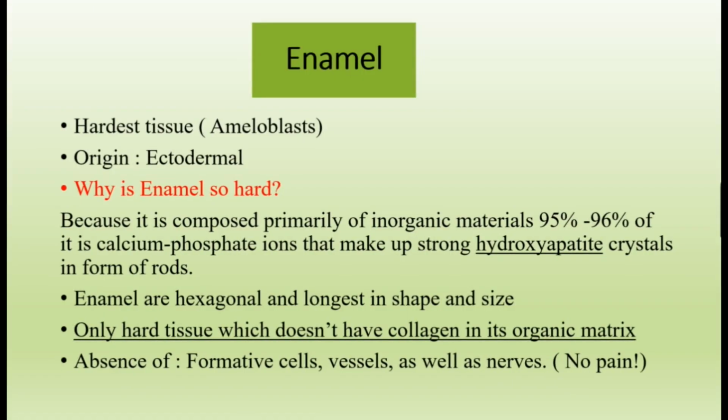What is enamel? Enamel is the hardest tissue of the oral cavity or even the human body. It is ectodermal in origin. It has inorganic constituents like 96% of calcium phosphate ions that make up strong hydroxyapatite crystals in the form of rods.